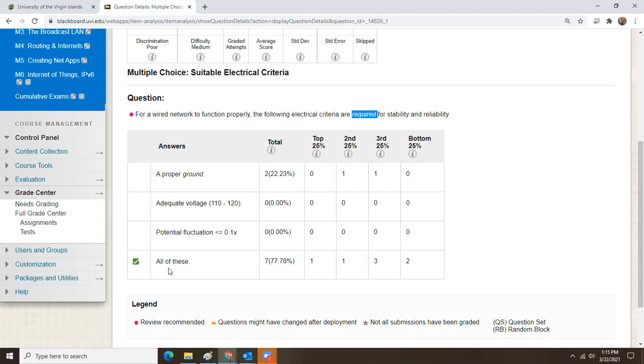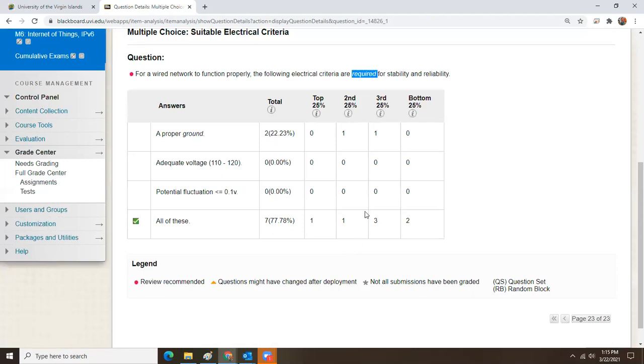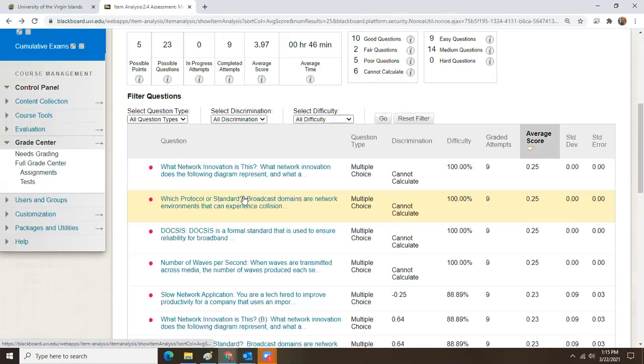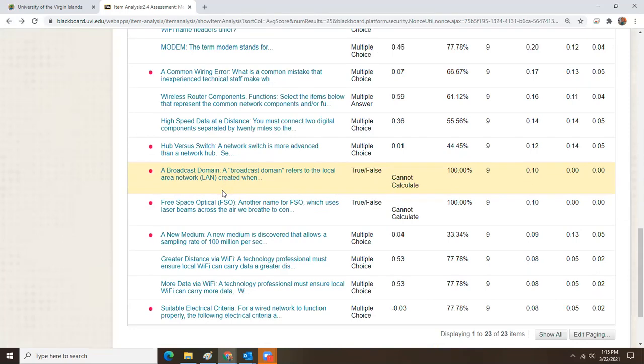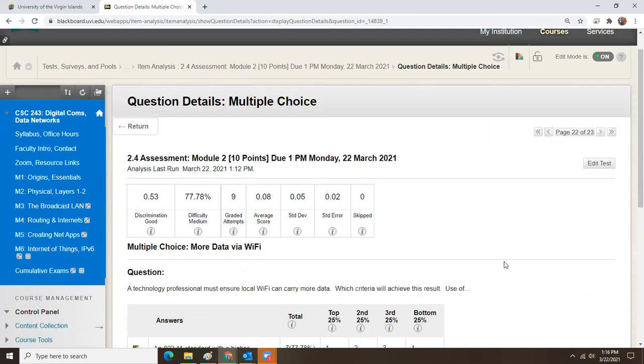And most everybody answered this correctly. Was this an extra credit? This may have been an extra credit item, and most everybody got it correct. Two people selected proper ground, but didn't select or notice the other criteria, so they didn't choose all of these. So the correct answer is all of these. Any questions on this item? Is everybody with us? Can everybody see the screen? Yes. Okay. All right. Just speak up when you're ready if you have a question or a comment or a concern.